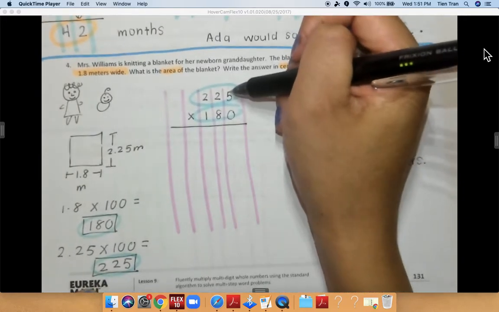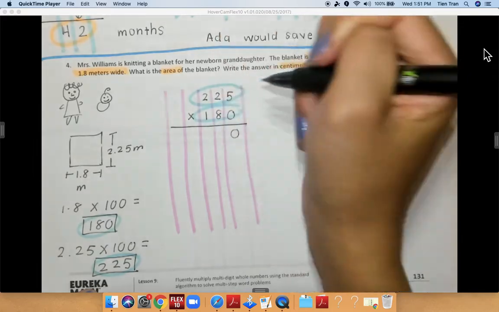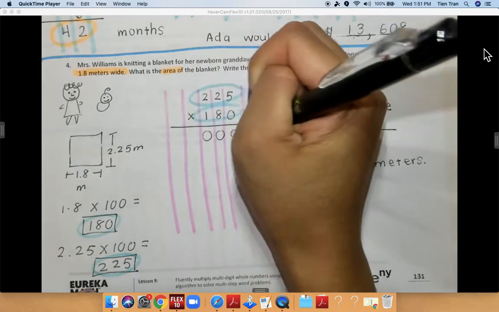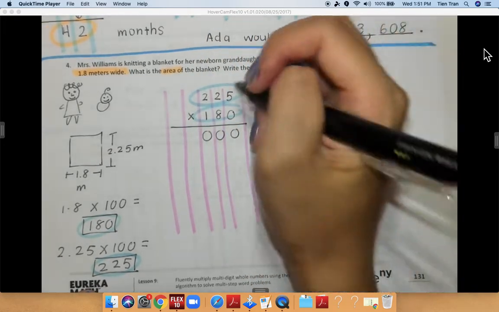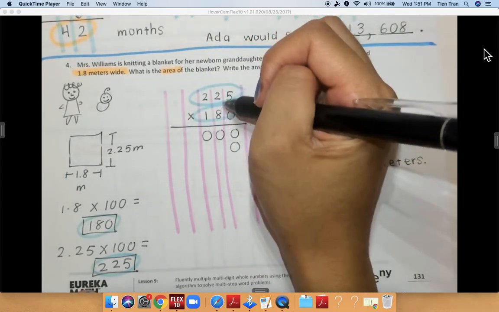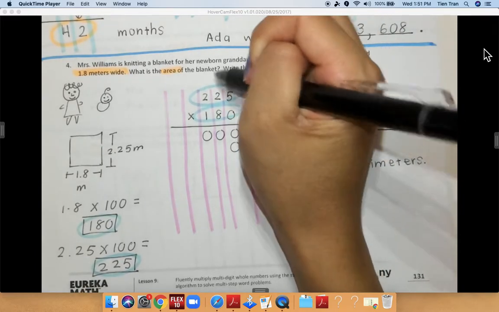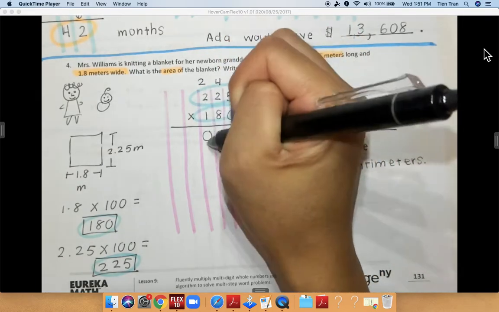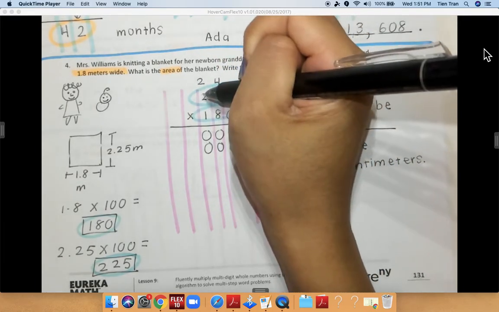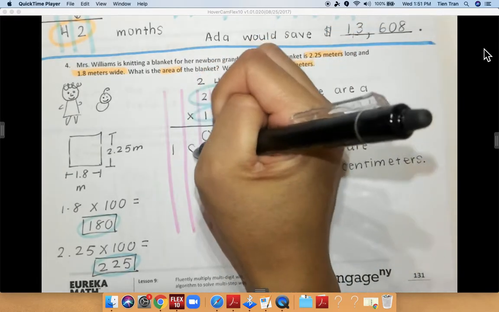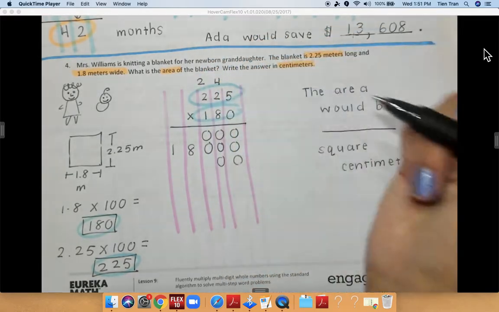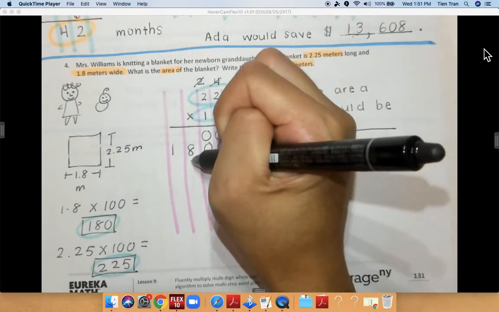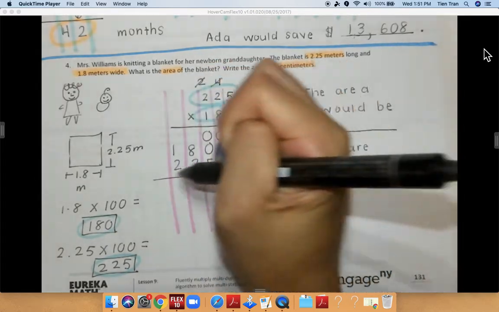So 0 times 5 is equal to 0. 0 times 2 is equal to 0. 0 times 2 again is equal to 0. Now I'm going to bring down a 0 because I'm multiplying in my tens place. 8 times 5 is equal to 40. 8 times 2 is 16 plus 4 is 20. 8 times 2 is 16 plus 2 is equal to 18. Bring down 2 zeros because now you're multiplying in your hundreds place. 1 times 5 is 5. 1 times 2 is 2. 1 times 2 again is equal to 2.